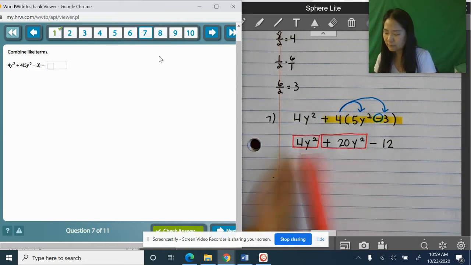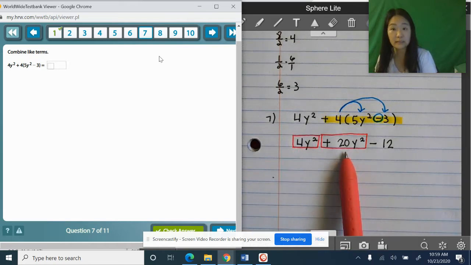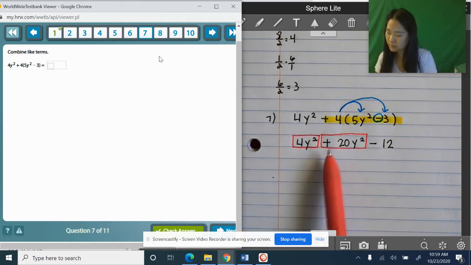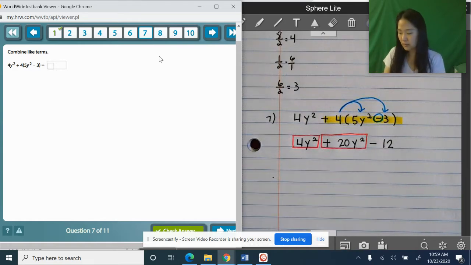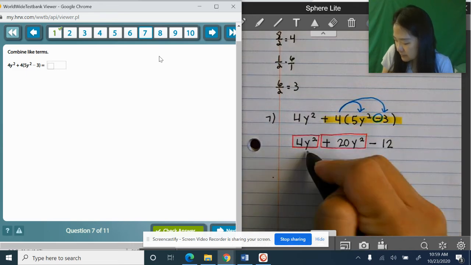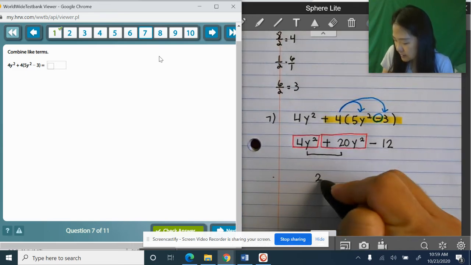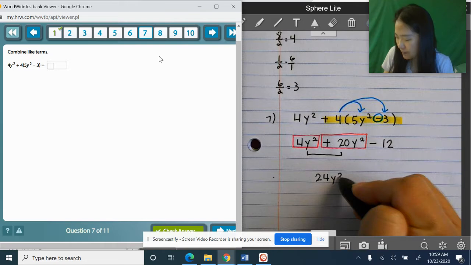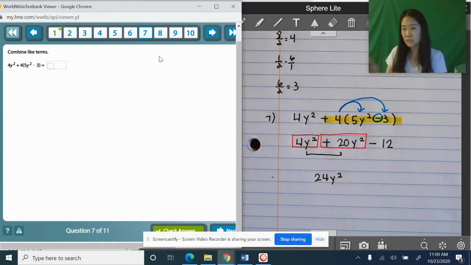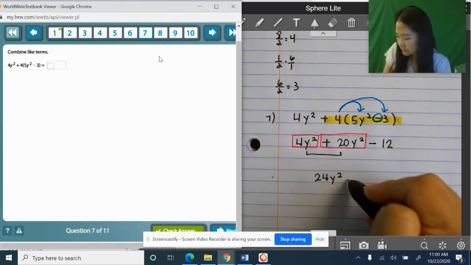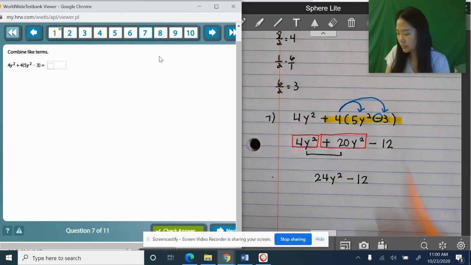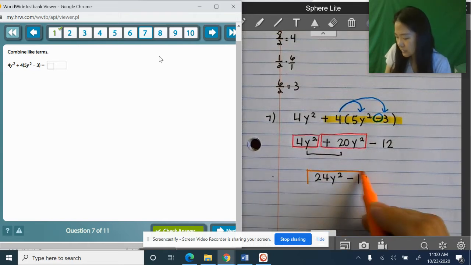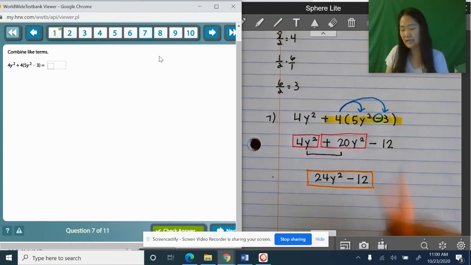So then I have 4 and 20, those are the coefficients, and you're supposed to add them. So then 4 plus 20 is 24. So this combined is 24y to the second power. So you just add the coefficients, minus 12. Now, if you look at your answer, these are not like terms. You cannot solve anymore. You simplified as much as you can already, and that is the answer.